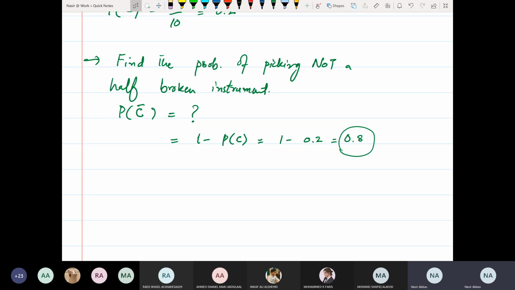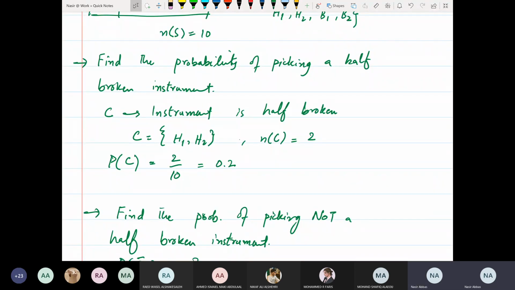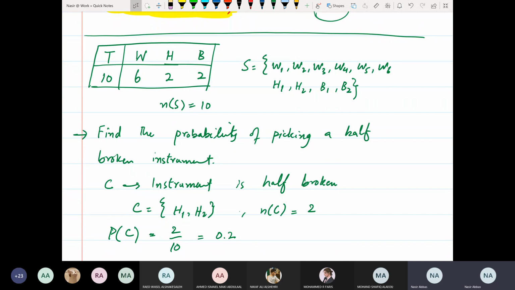Now, there was one question which said, if you pick more than one instrument, what will happen? As long as you are selecting only one instrument, the counting is very simple. How many elements are favoring your event? You simply count them: H1, H2, that's it. How many are there in the sample space? You simply count them. There are 10 of them. There are only 10 possibilities here. If I'm picking a single instrument out of this space, I can pick W1, W2, W3, W4, W5, W6, H1, H2, B1 or B2. Very simple counting.